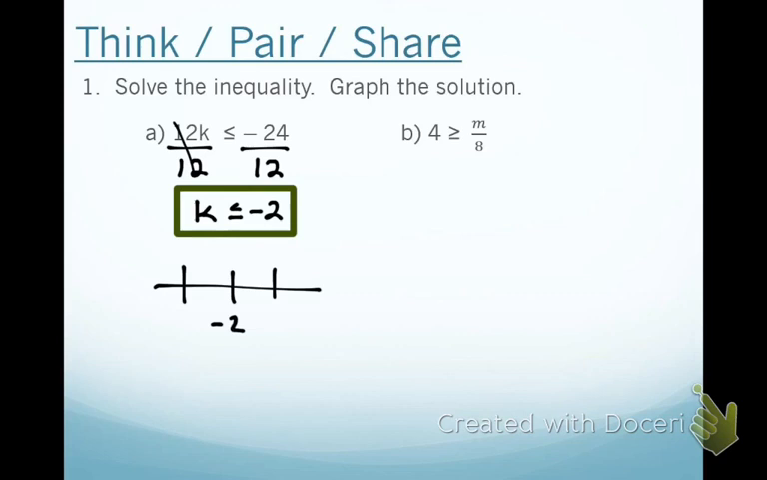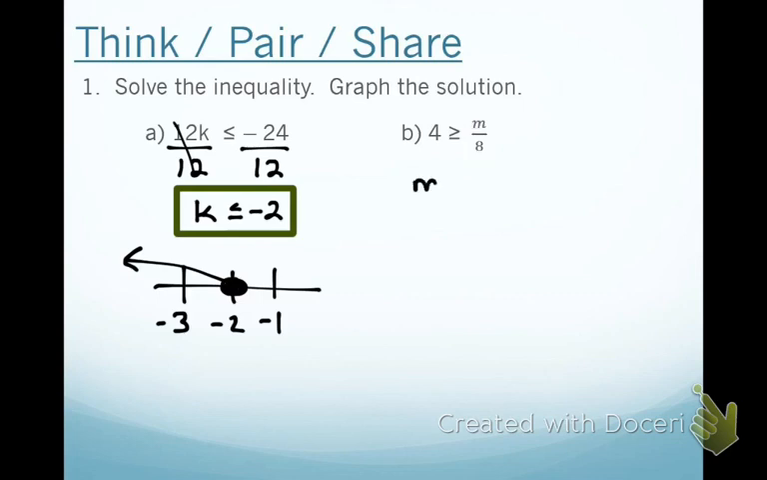A couple people did accidentally switch the order. Remember the negatives, how it looks. This is a closed circle. There were a few people who didn't have any circles. Always make sure you show me whether it's open or it's closed. And everything is less than, so the arrow should go to the left. Please try problem B on your own. Look carefully because the variable is on the right side right now.